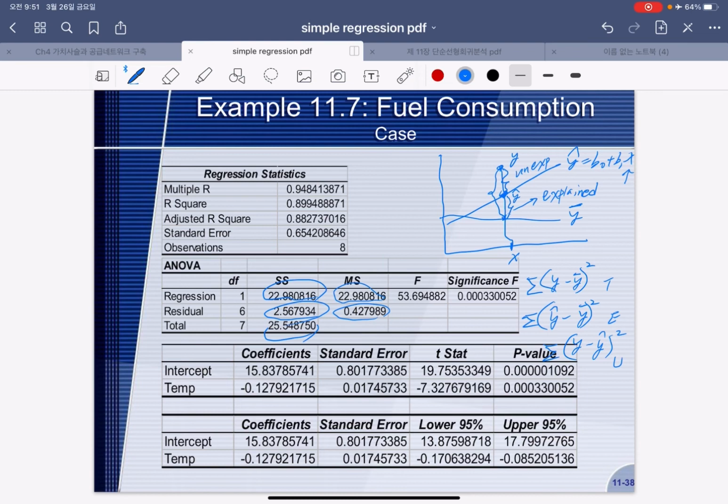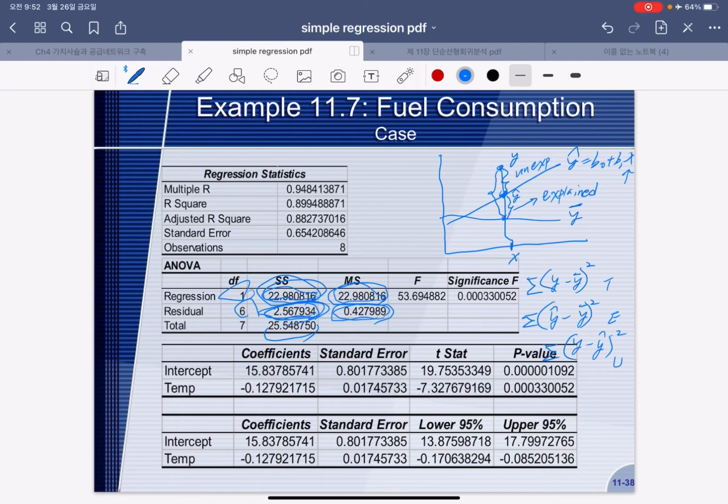This one is kind of a variance, and so you need to divide these numbers by the degrees of freedom. So this one, 22.98, comes from dividing this by 1. And 0.427989 comes from dividing this 2.567934 by 6. Now, how do we get these degrees of freedom?